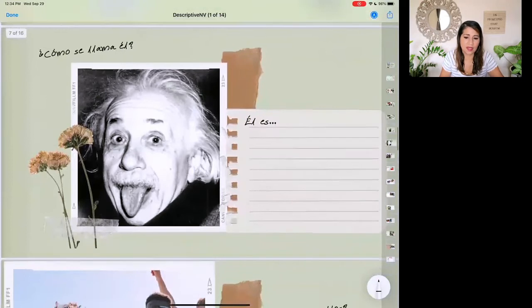Okay, so I chose some pictures of some people that I think you will know throughout this presentation. So let's see. ¿Cómo se llama él? ¿Ustedes saben cómo se llama él? Él es un científico muy famoso. ¿Saben cómo se llama? Okay. Él se llama Albert Einstein. In Spanish, Alberto. So, él es Alberto Einstein.